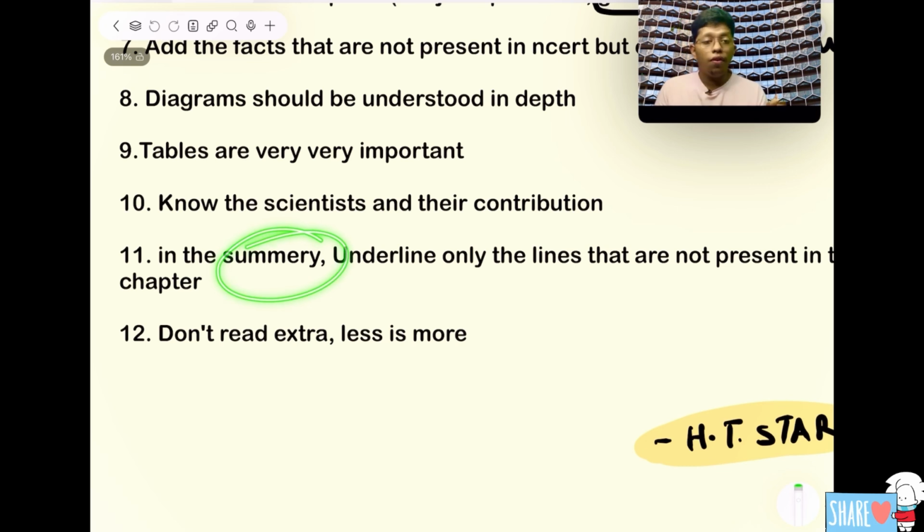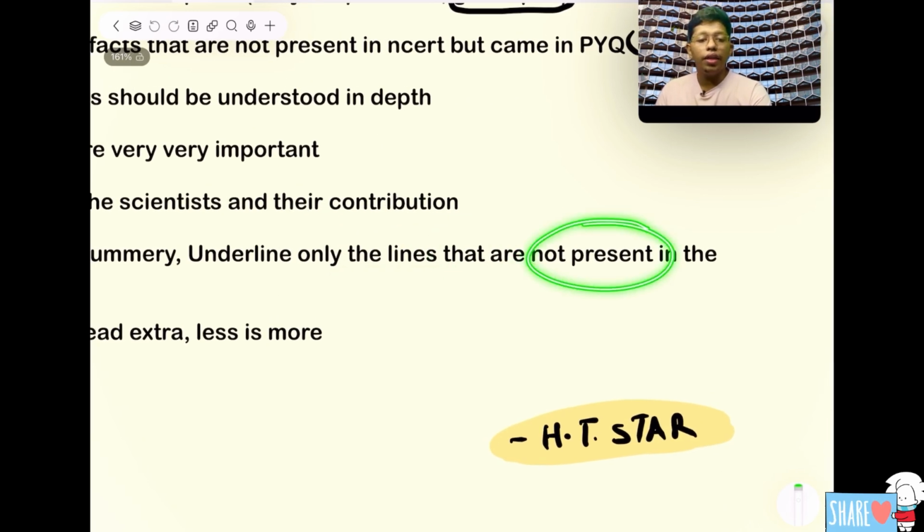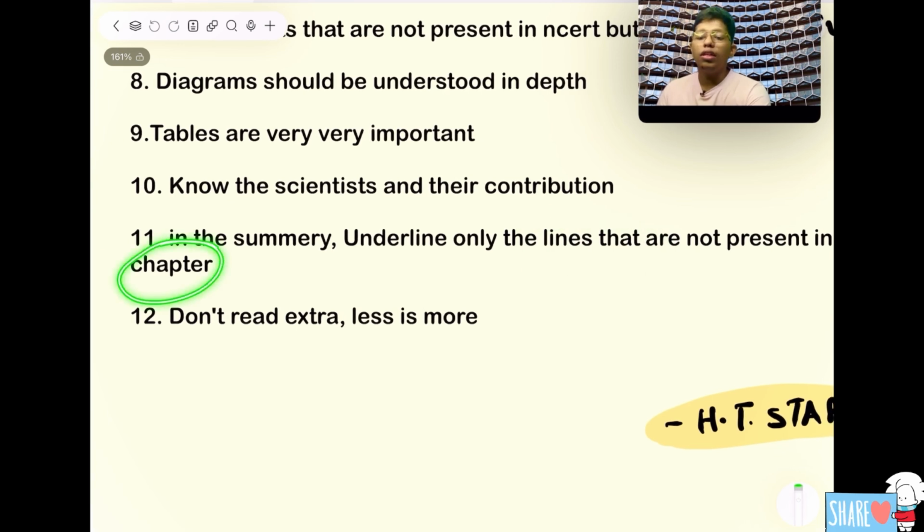Now we are going to the summary, very, very important. First you should read the summary in detail once. After reading everything, underline only the lines that are not present in the chapter. That is, if you have already read the chapter in depth, after you go to the summary, just find the words which are different from inside the chapter. There are really so many extra words pointed out in the summary. I will say 2-3 words are a little bit different. That type of words NEET directly may ask.